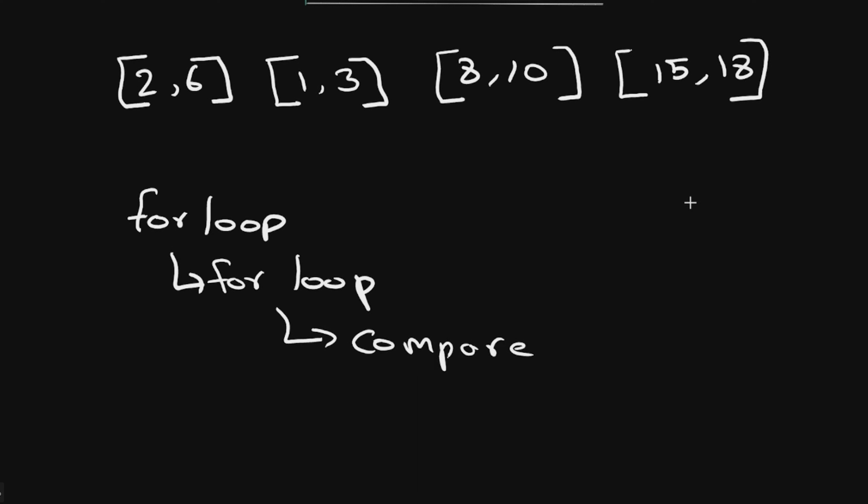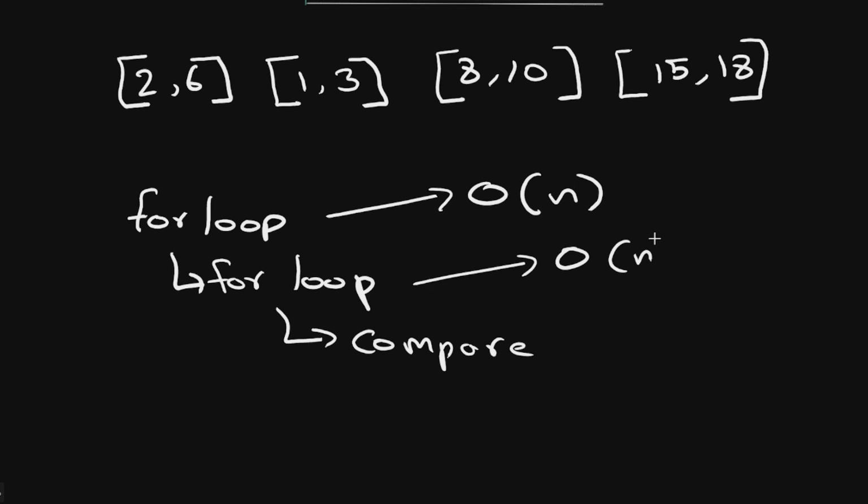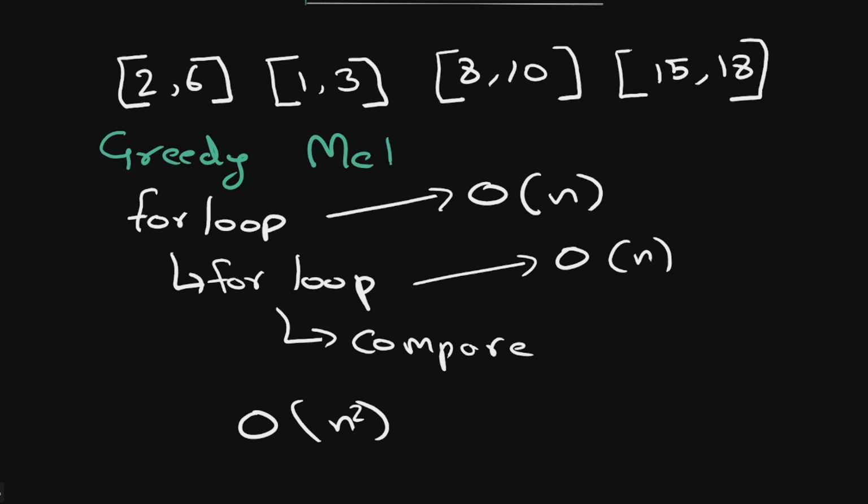And speaking of complexity, this first for loop here would basically take big O of n time complexity, and this one would also take big O of n time complexity. If I put them together, it would look something like big O of n squared complexity for this method. Now, as you already know, we want to strive for better than big O of n squared. And so this would be something like a greedy method, and we can look into improving on this method.